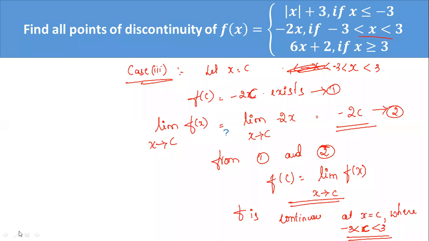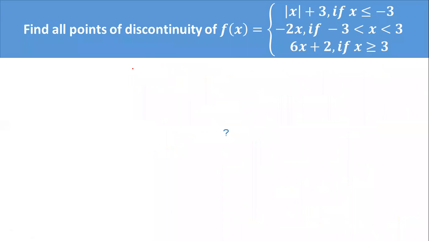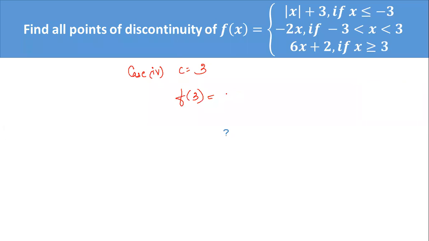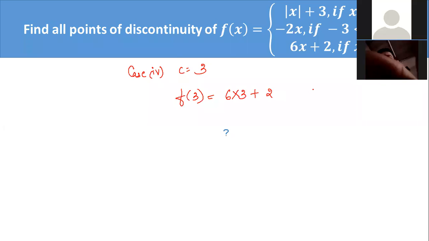Okay. So next, what is the fourth case, students? At c is equal to 3. Okay. So the fourth case is c is equal to 3. So what is f of 3? Which definition I have to use? Third definition. Okay, that is 6 into 3 plus 2. What is the value of f of 3?